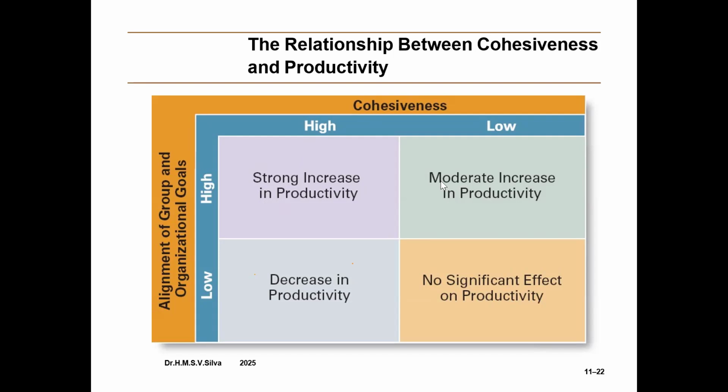But if cohesion, or unity, is not there in the group, but there is a proper alignment between group goals and organizational goals, productivity will increase moderately. But if there is no proper alignment between group and organizational goals, and no group unity, there is no significant effect on productivity. So you have to understand the relationship between cohesiveness as well as alignment of group and organizational goals.